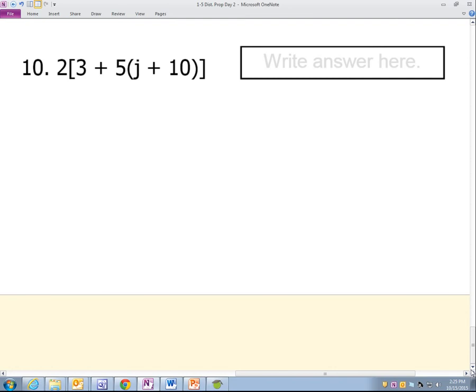So the first thing I'm going to do is get rid of parentheses. That's what you have to remember for this homework assignment. Get rid of the parentheses. I just want to see your notes on your desk and a pencil.